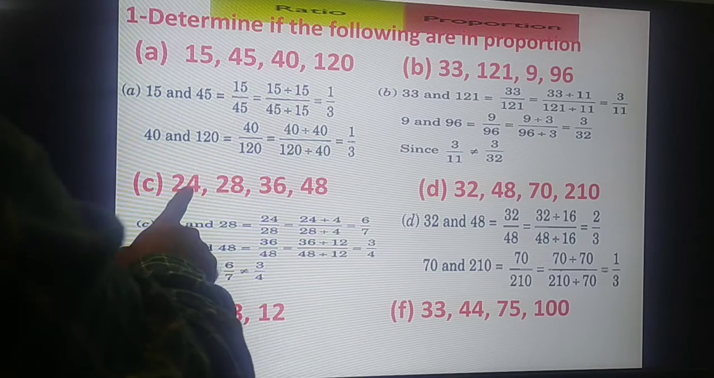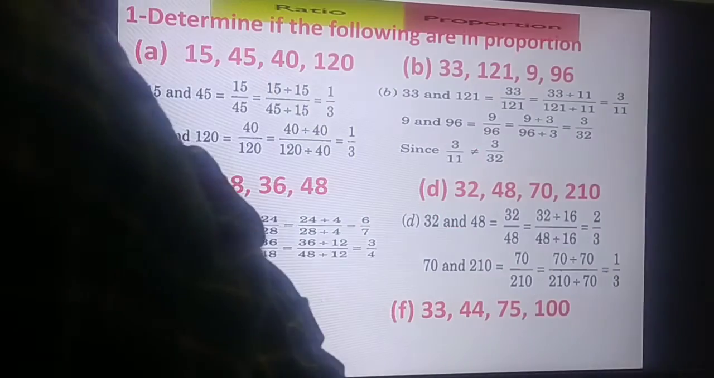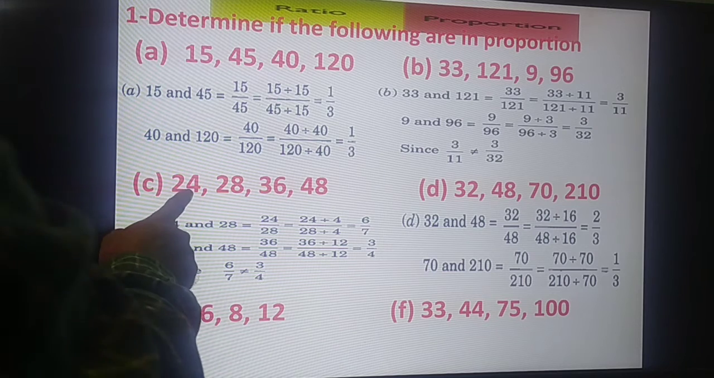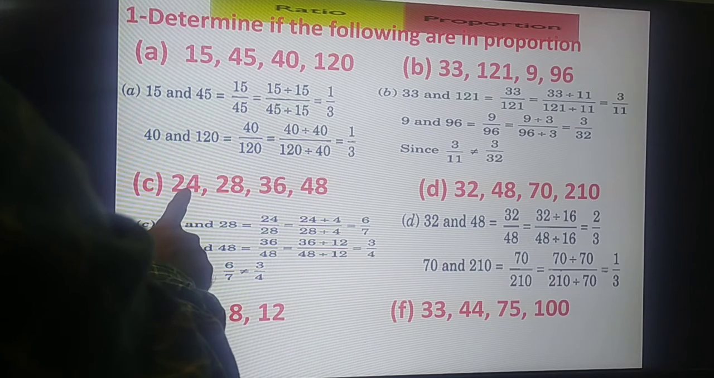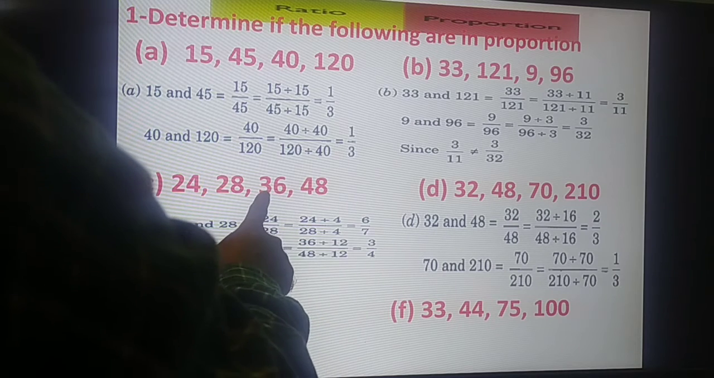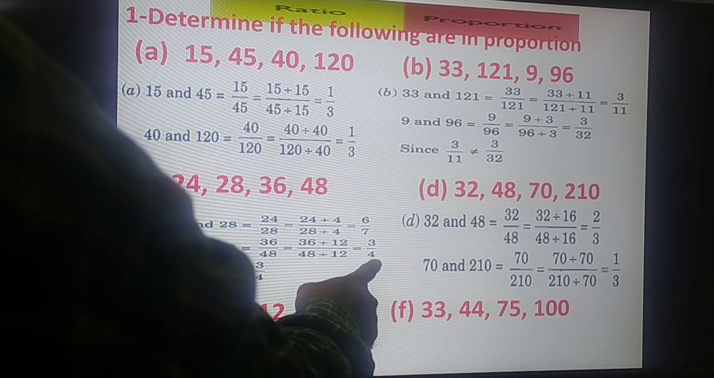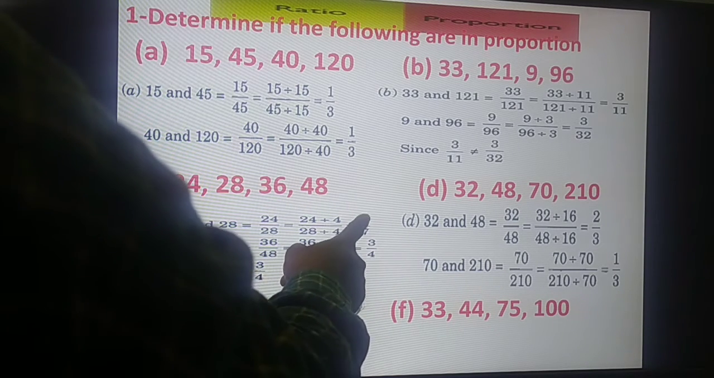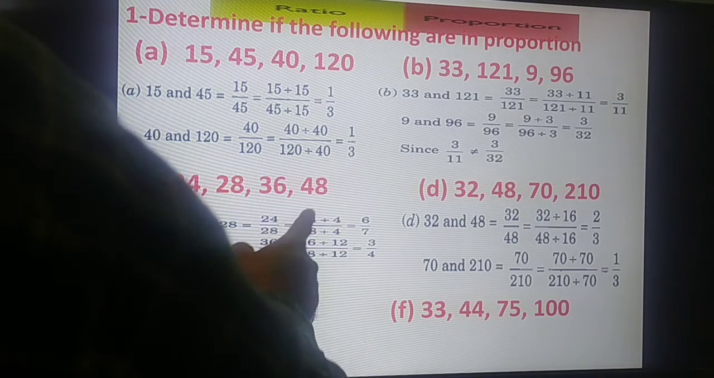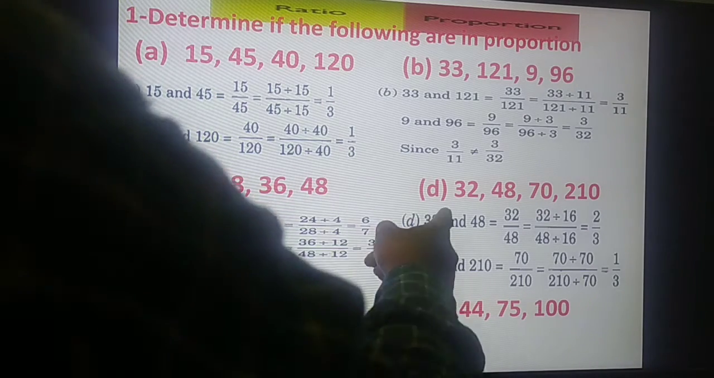In this case, you can also check 33 and 96, you do the product, and 121 and 9, you do the product. You find that this extreme term product and middle term product are not equal. Here in case C, 24 by 28 reduced to 6 by 7. 36 by 48 reduced to 3 by 4. Means 6 by 7 is not equal to 3 by 4. It means that these four terms are not in proportion.